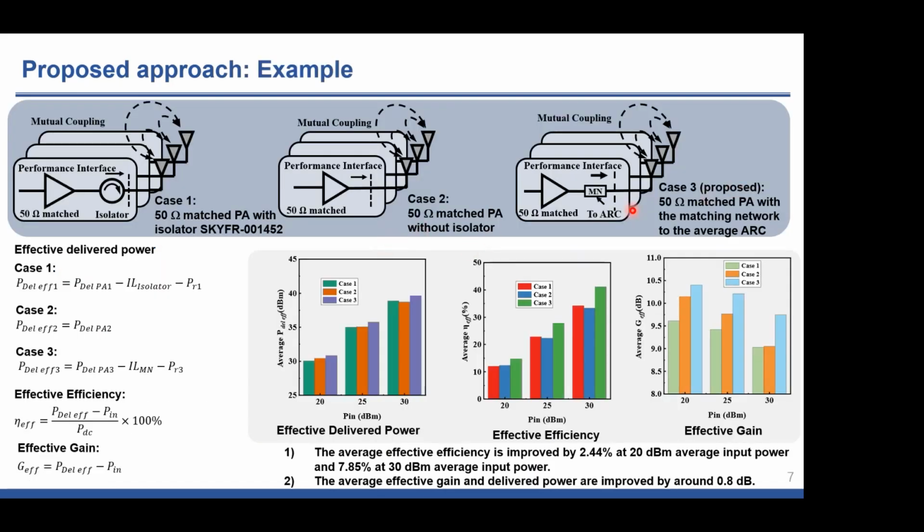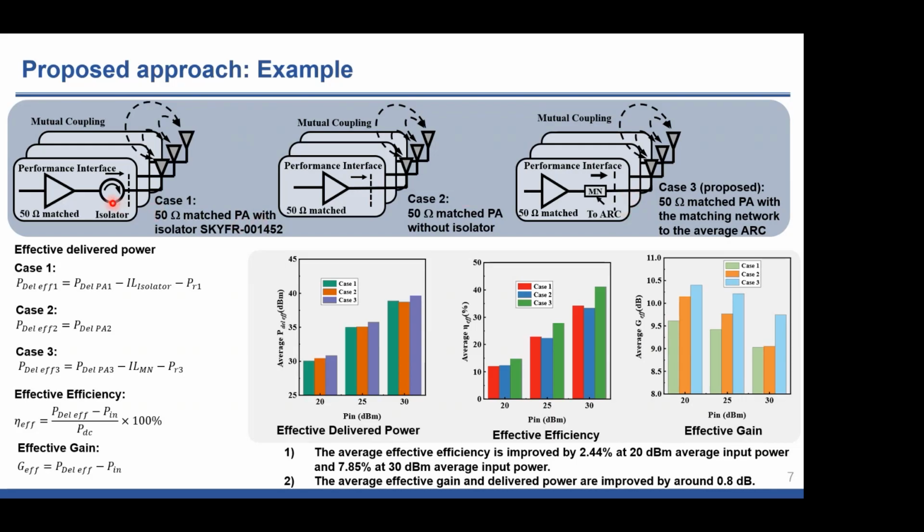To verify our proposed method, we compare it with 2 other cases. The first case is we connect an isolator after the 50 ohm match DPA, and then connect it to the ARC. And the second case is we remove the isolator after the DPA and connect the PA directly to the ARC. And the third case is our proposed method. There's a match network between the 50 ohm match PA and the ARC.